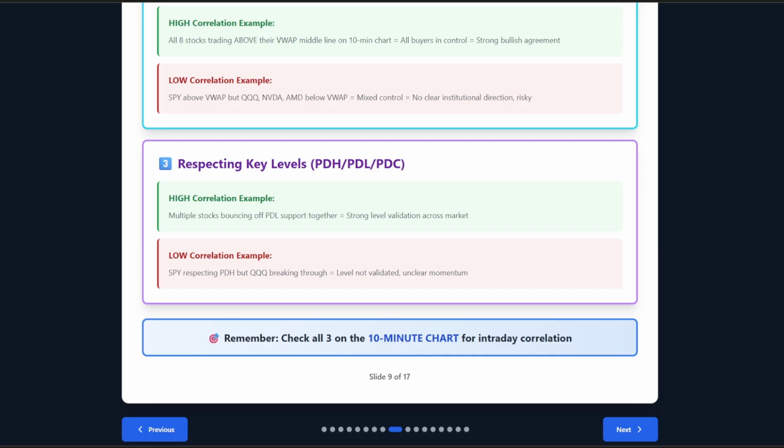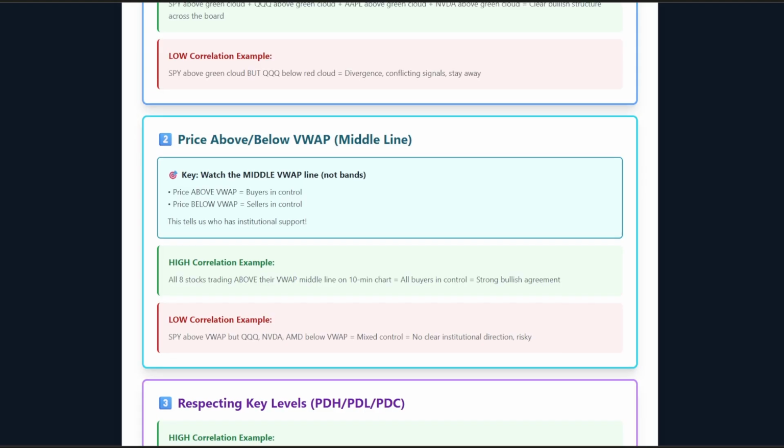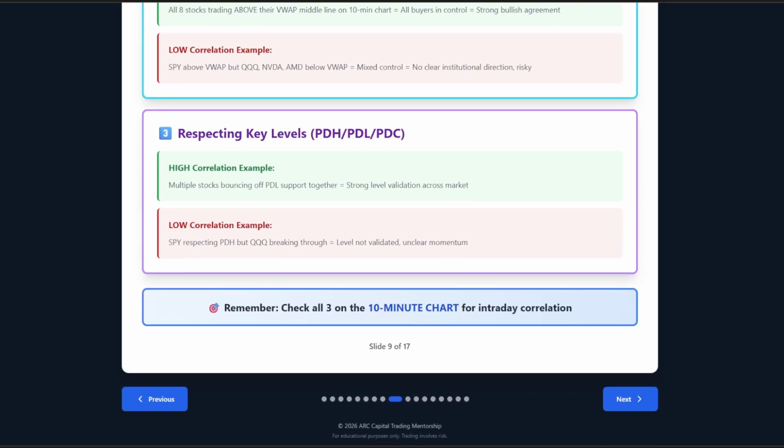PDC is previous day close. So it's where the stock closed the previous day. A low correlation example is SPY respecting previous day high, but QQQ breaking through. The level is not validating, and momentum is unclear if they're not in sync. Maybe you see QQQ breaking through, so strength is in tech that day, and SPY is chopping around. So maybe you look more at tech stocks, but it's low correlation. The best trades that you're going to take are trades in sync with each other. When the market's easy, you go hard. When the market gets hard, you go easy. We say this all the time.